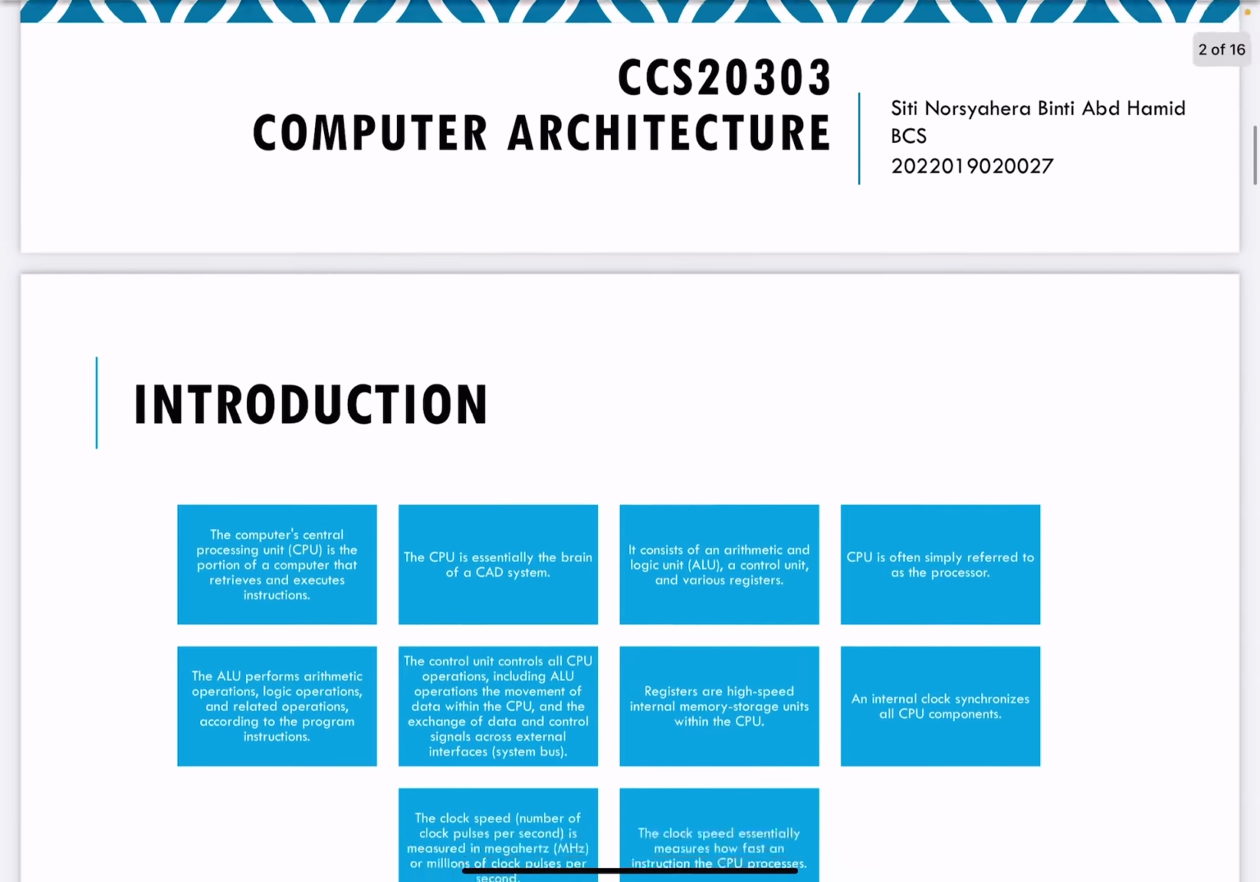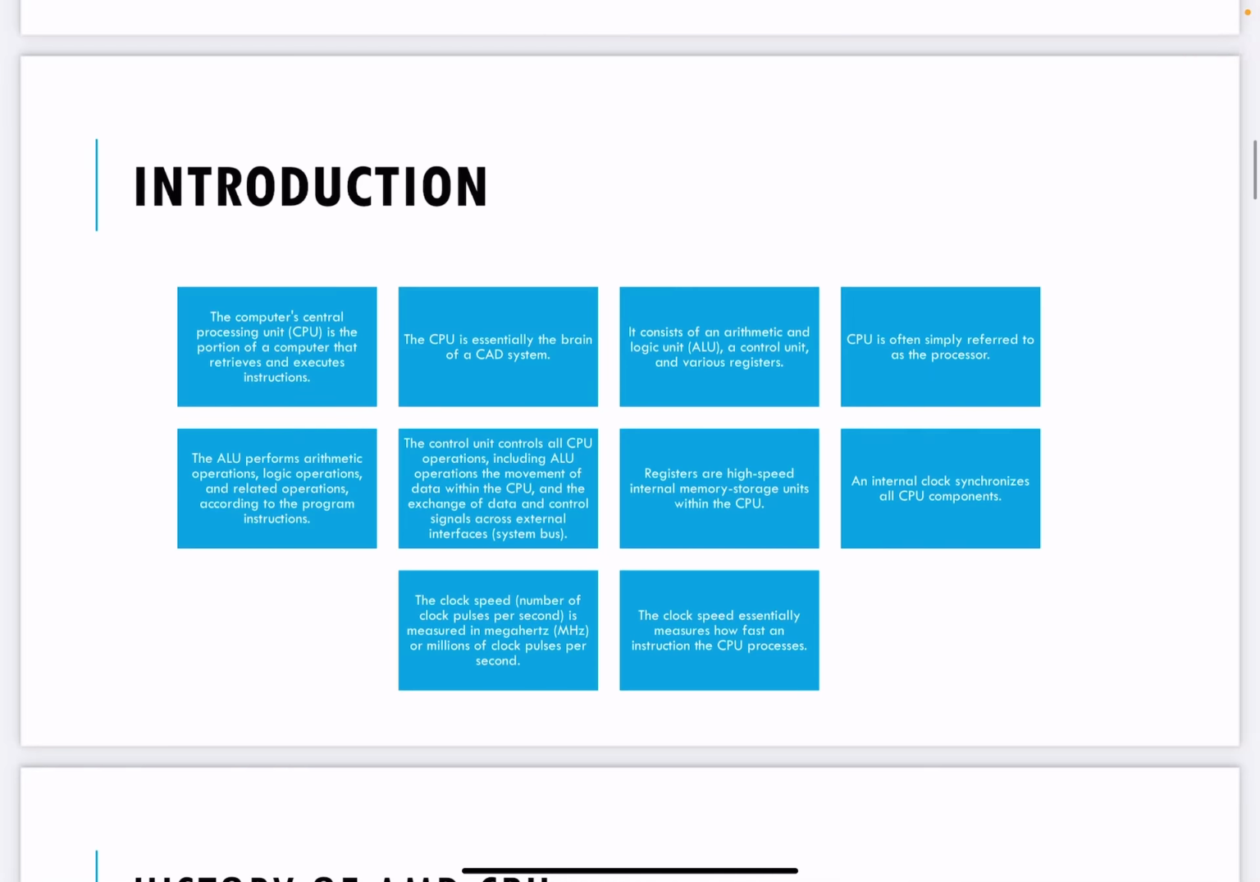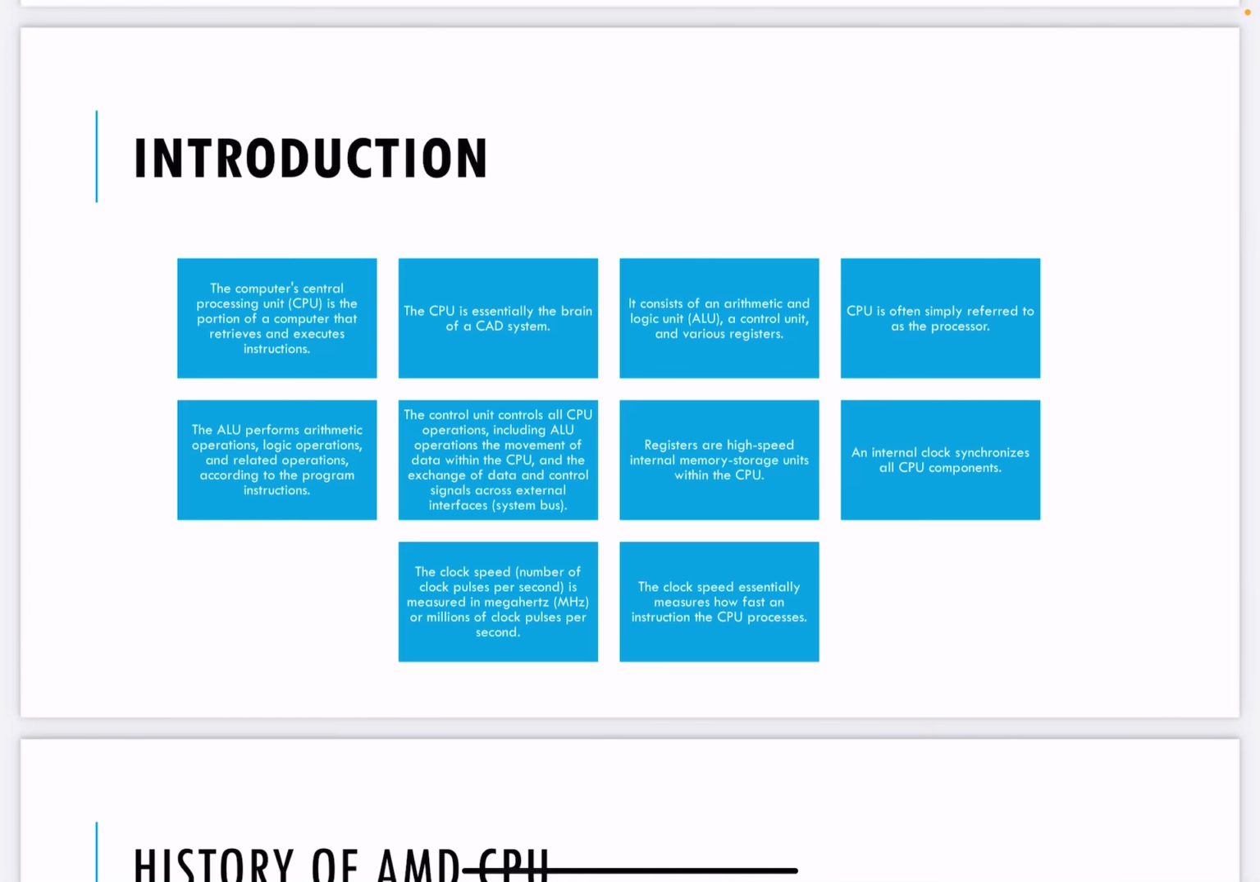Okay. So for the introduction, the computer central processing unit, CPU, is the portion of a computer that retrieves and executes instructions. The CPU is essentially the brain of a computer system. It consists of an arithmetic and logic unit (ALU), a control unit, and various registers. The CPU is often simply referred to as a processor.